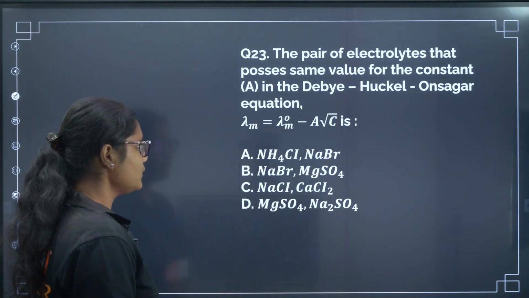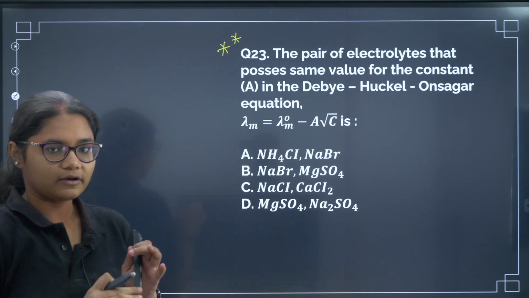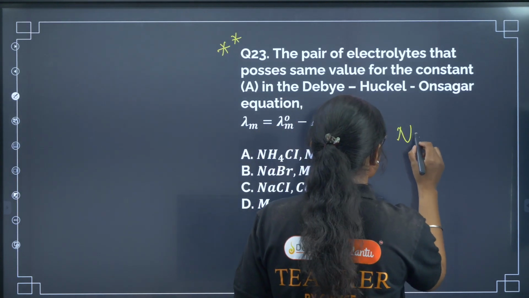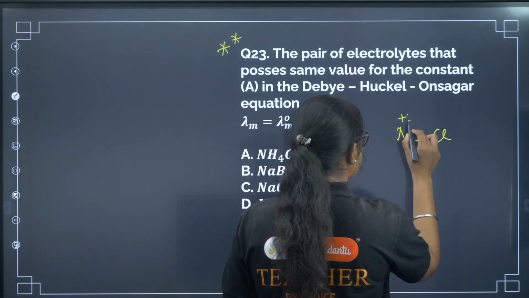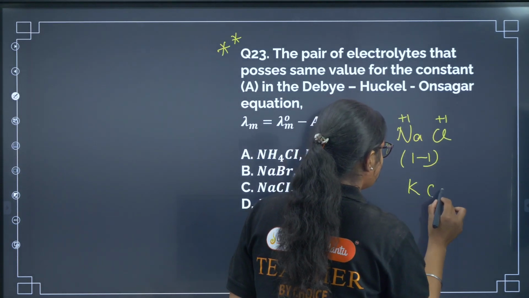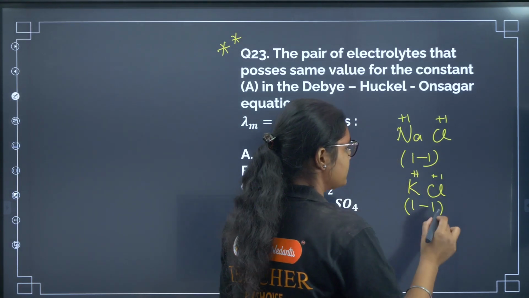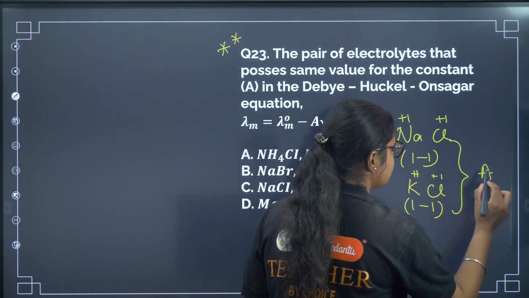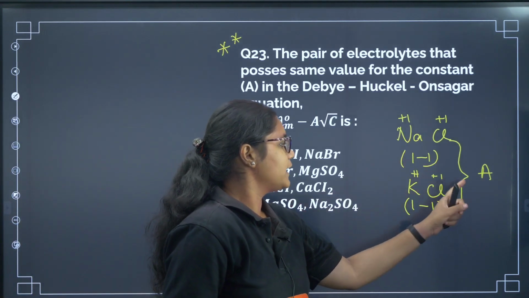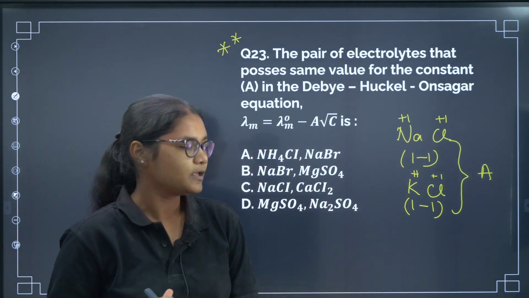Next. Okay, this is an important one. In my revision video also I have told you how to decide the type of electrolyte. Suppose we have NaCl, this is +1, this is -1, so this is a 1,1 type of electrolyte. KCl, this is +1, this is -1, so this is also a 1,1 type electrolyte. So both of their A factor will be the same. In the Debye-Huckel equation, if the electrolytes are of the same type, their A value will be the same.